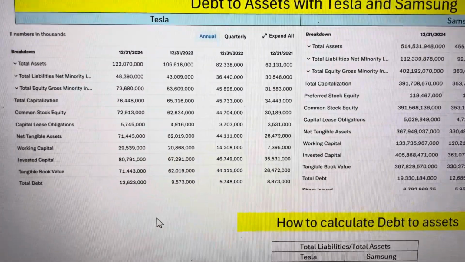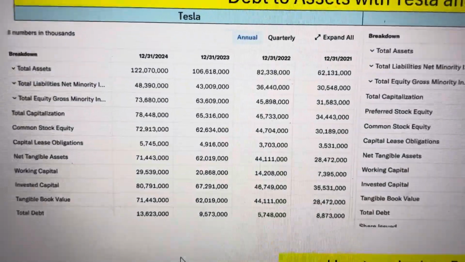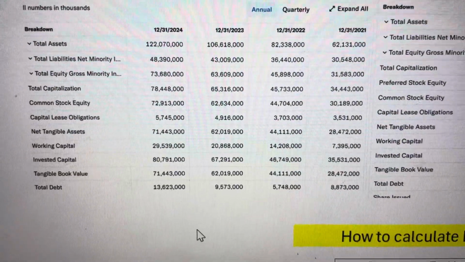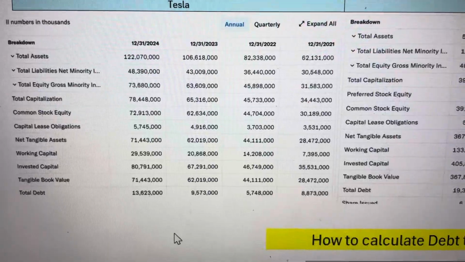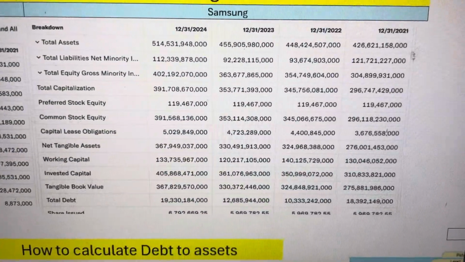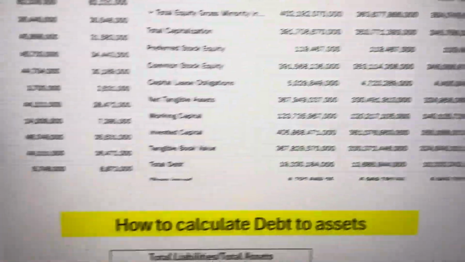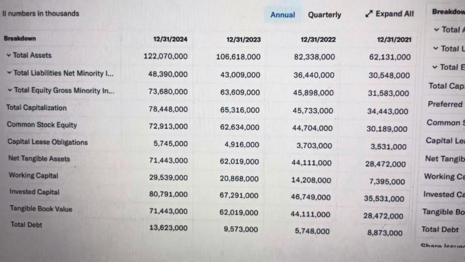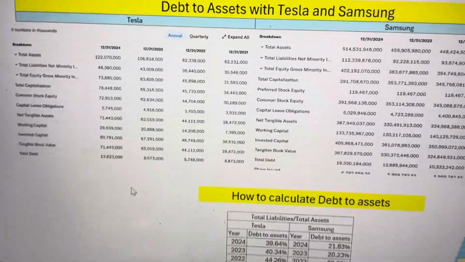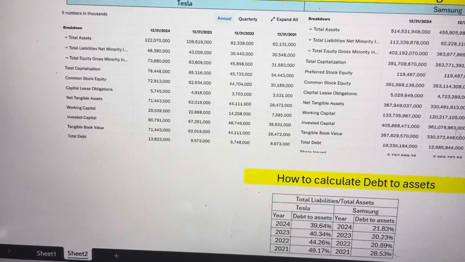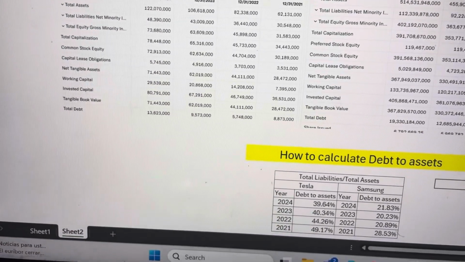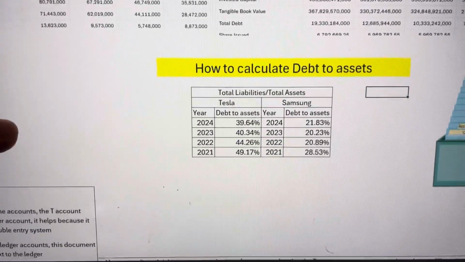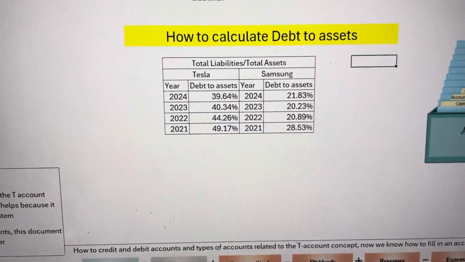As you can see here, we have the total assets and total liabilities for 4 years, 2021, 2022 until 2024, and the same for Samsung. Let's see if I can do a better job here so you can see the numbers better. Okay, so what I've done is exactly what I've mentioned before. I've moved the screen. I've made the formula to calculate debt to assets.